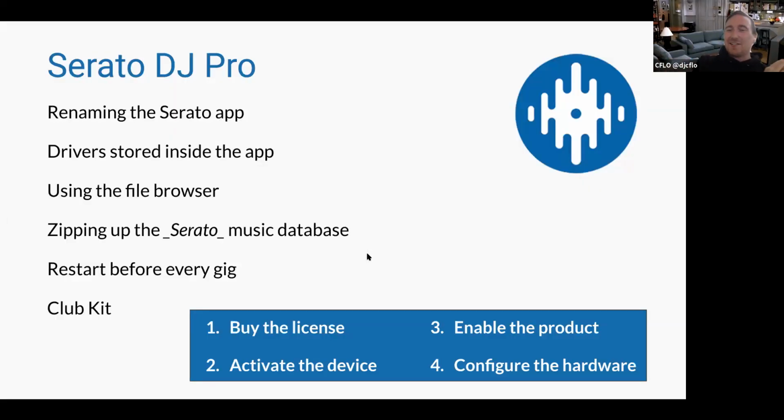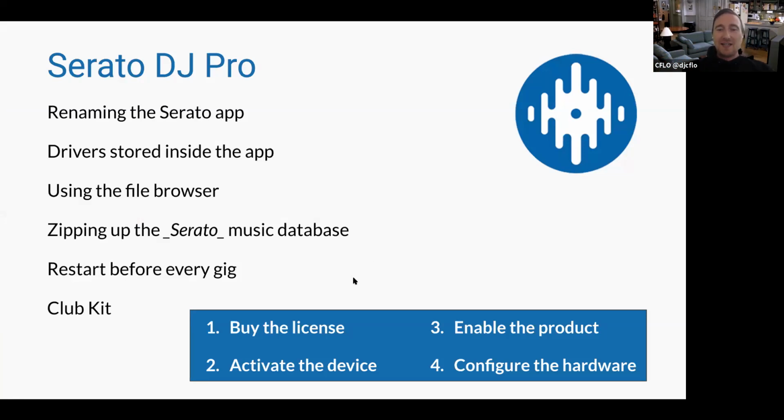All right, ClubKit. It is a 4-step process to get it running. You have to buy the license, then you have to activate the license, and then you have to enable the product, and then you have to configure the hardware. Now, the problem in this, in my opinion, is that you have to have the hardware connected to enable the product. So if I don't have a DJM 900 at home, which I don't, but I want to use ClubKit and prepare my laptop at home, I don't have a way of doing that.